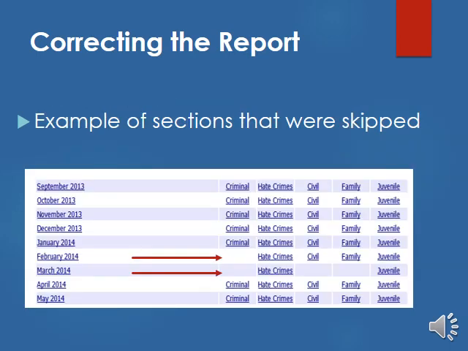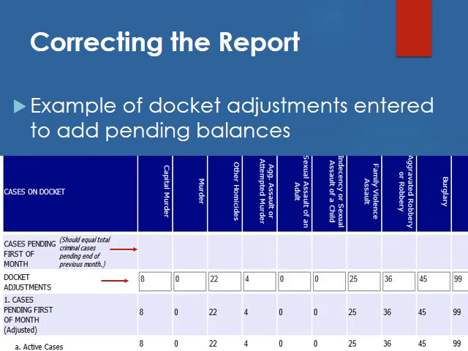If you were missing certain sections of a report and you later submitted the missing reports, you must check any subsequent reports. In this example, the criminal sections were not submitted for the months of February and March, but criminal sections were submitted for April and later. Since no reports were entered for February or March, the April report starts off with all the pending cases in the docket adjustment line. Once the March report is submitted, the docket adjustments in the April report will need to be removed. The April report and subsequent reports should also be reviewed for any other necessary changes.